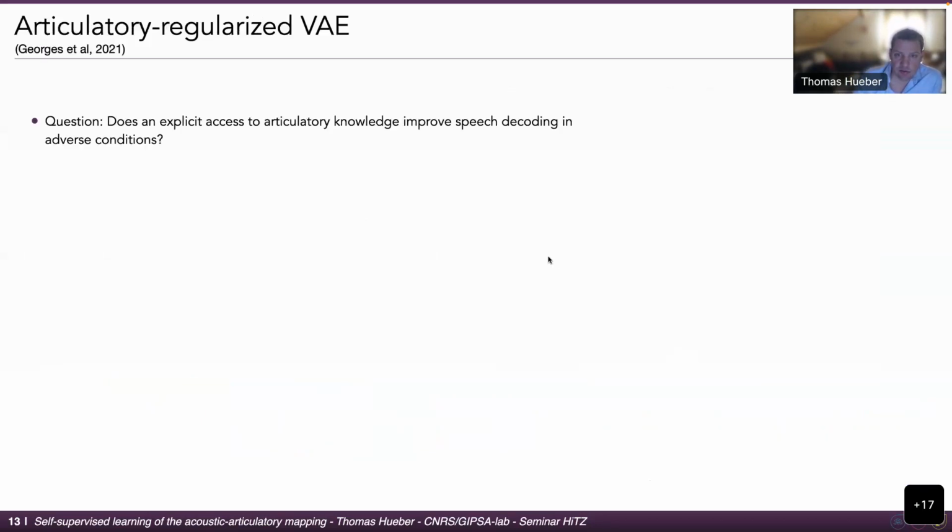Okay, so this is for the first research question that we wanted to test. The second one is, does explicit access to articulatory knowledge improve speech decoding in adverse conditions? As I said in my introduction, we know for sure that, at least, relying on lip information helps decoding speech in noise. So we have tried to push this idea a bit further.